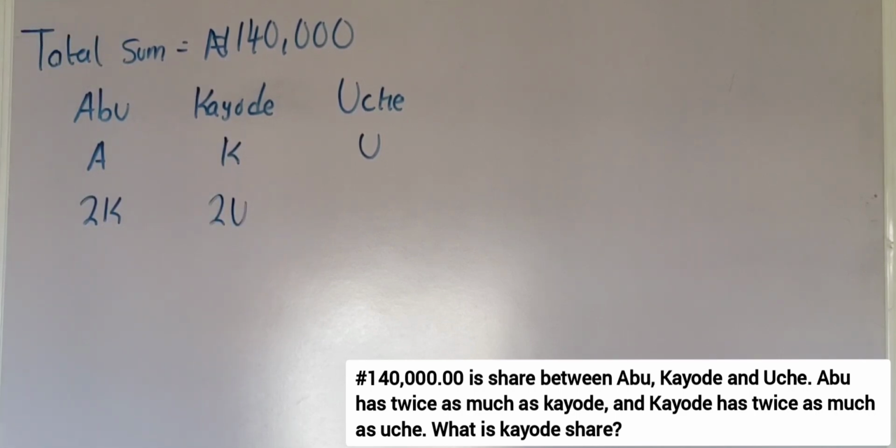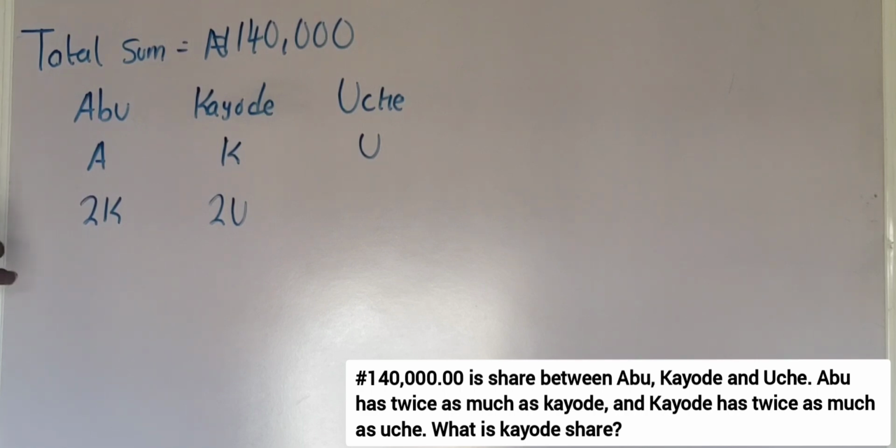Okay? Do you understand? Now, we are told to calculate Kayode's share. This is very simple, okay? What I want you to do now is that to get Kayode's share, we need to find the value of Uche's share. Do you understand? To get Kayode's share, we need to find the value of Uche's share.